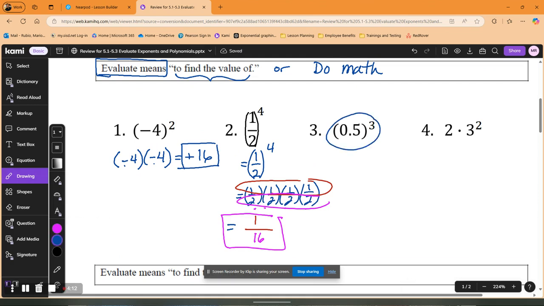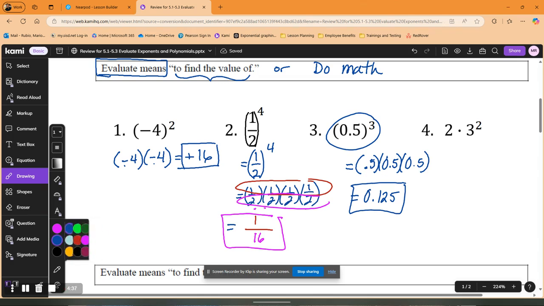Don't let fractions and decimals get you confused. We're going to do the same thing. 0.5 times itself 3 times. 0.5 times 0.5 is 0.25. Times 0.5 more is 0.125. If you need to, you can use a calculator for these.